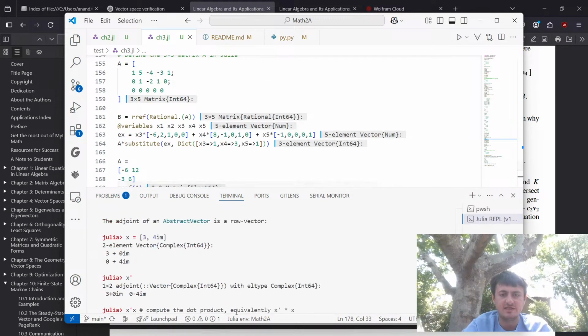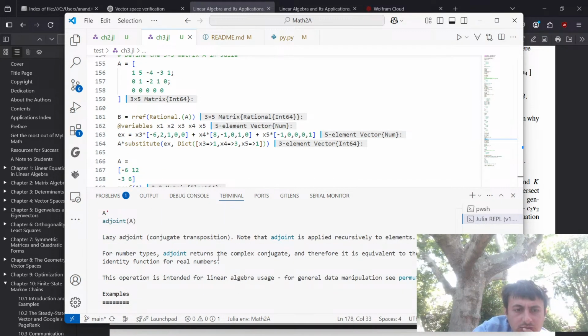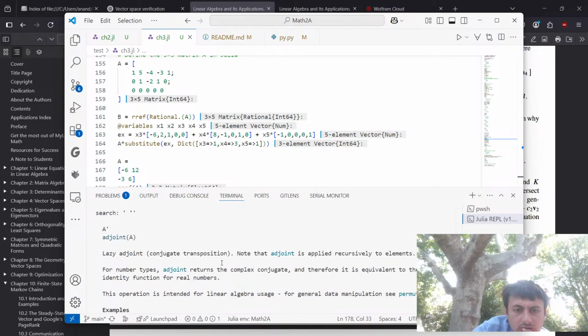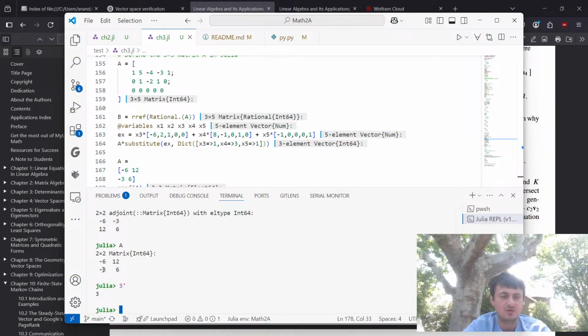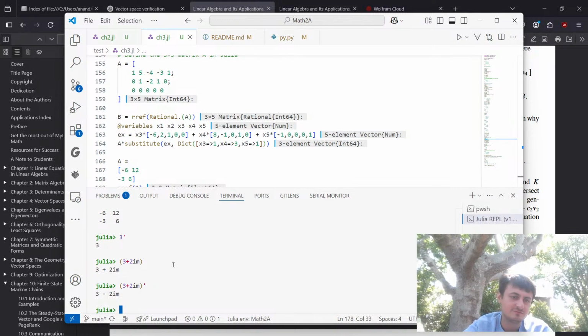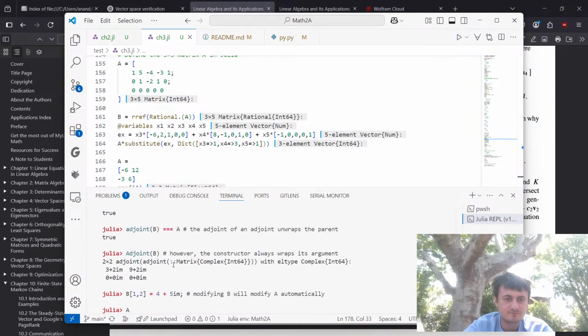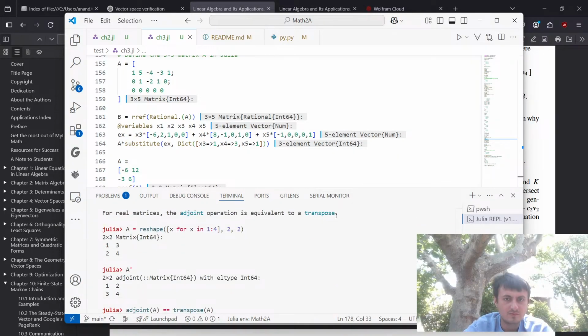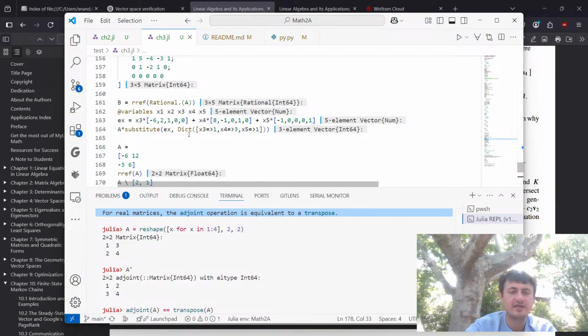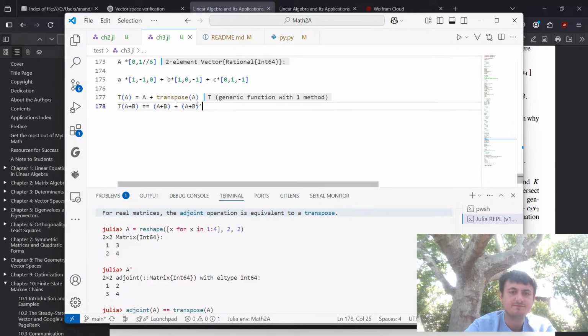Wait, what? It said the identity though? Wait, what? For number types, adjoint returns the complex conjugate, and therefore it is equivalent to the identity function for real numbers. Oh, wait. Oh. Okay, for real matrices, the adjoint is okay. So I can write this.